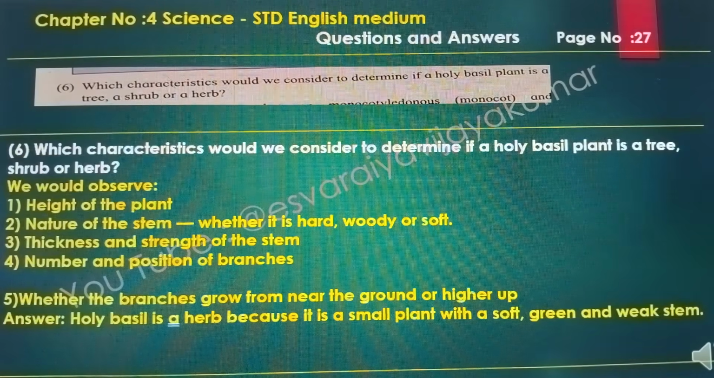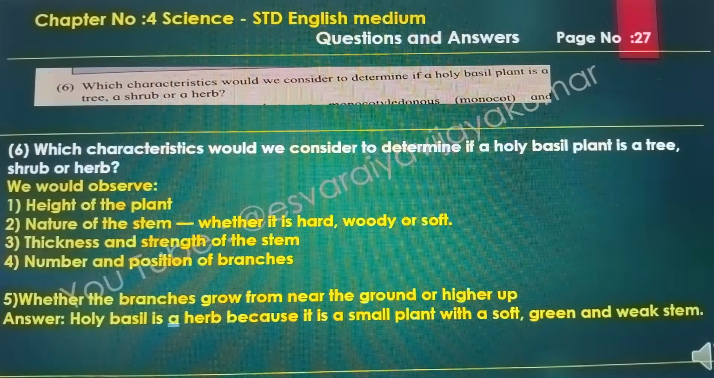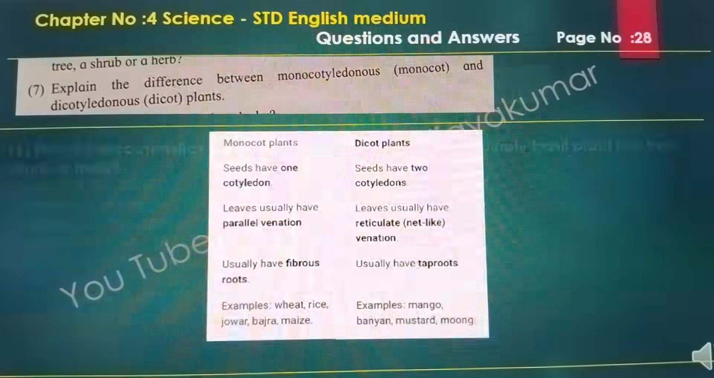Question number 6. Which characteristics would be considered to determine if a holy basil plant is a tree, a shrub or a herb? First, we should observe the height of the plant, nature of the stem, whether it is hard, woody or soft, thickness and strength of the stem, number and position of branches, and whether the branches grow near the ground or higher up. Answer: holy basil is a herb because it is a small plant with a soft, green and weak stem.